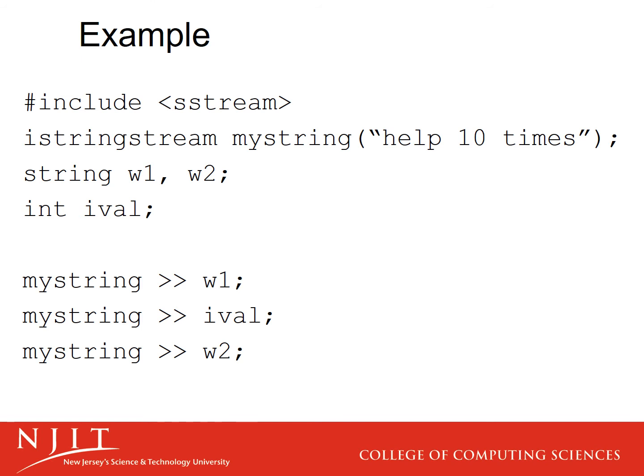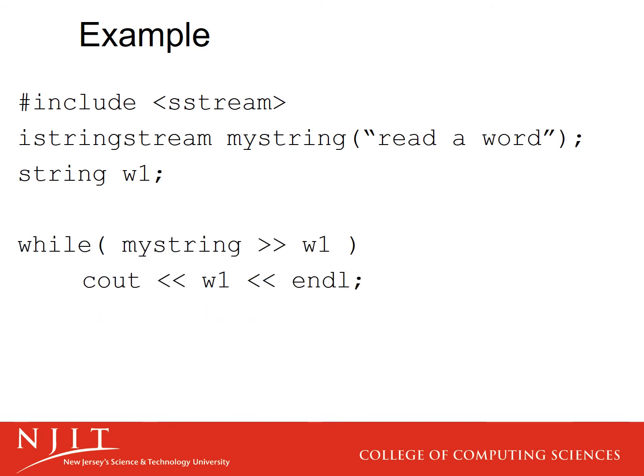If you say myString >> ival, extracting from the stream into an integer, and the next thing in the stream isn't an integer, then you're not going to be able to read it. That's going to fail. But if you just want to read a whole bunch of words over and over again, you can have a loop that repeatedly reads from myString, the string stream, into the string w1, and then prints it out. This breaks a long string up into a bunch of words delimited by spaces, throws the delimiters away, and prints out each word on a line by itself. That can be handy.